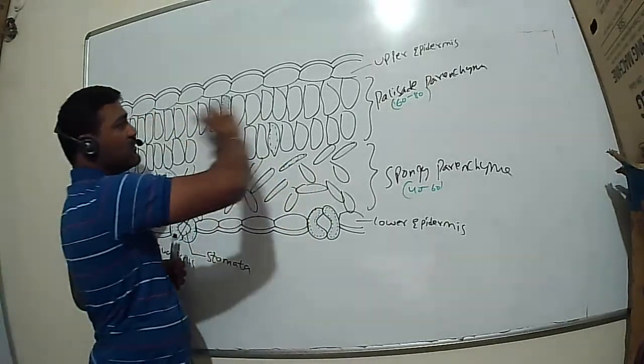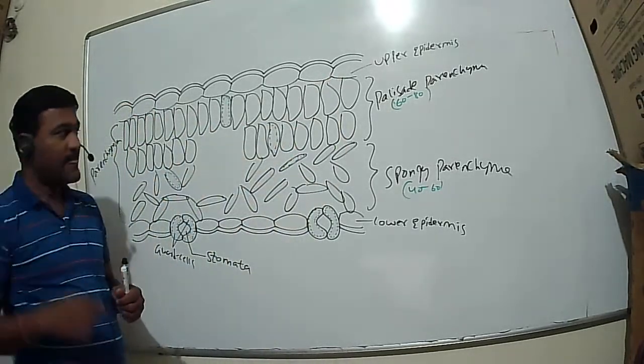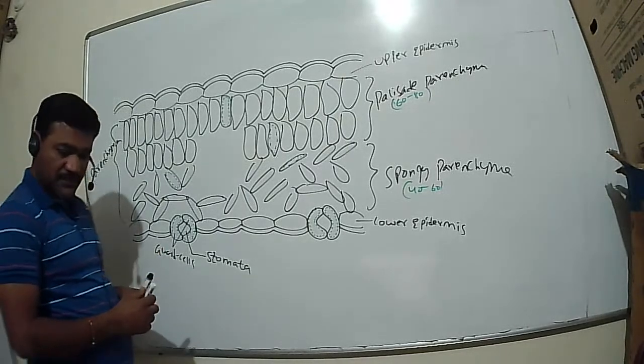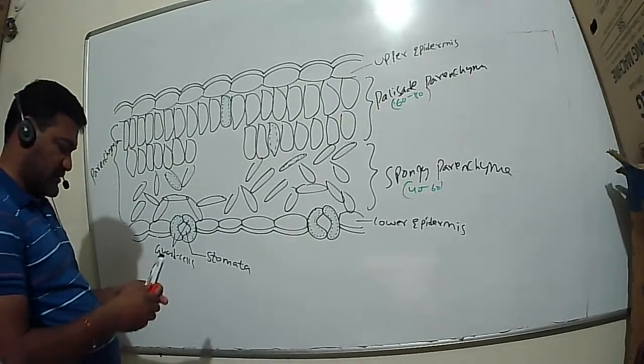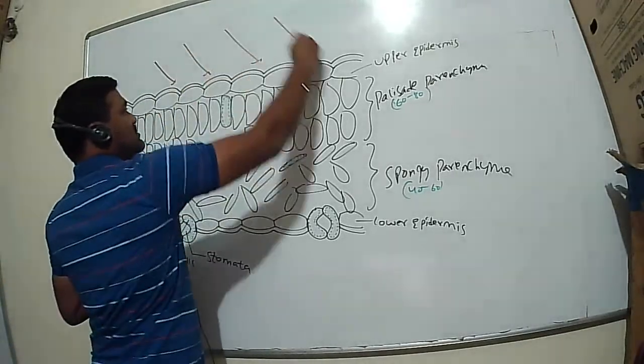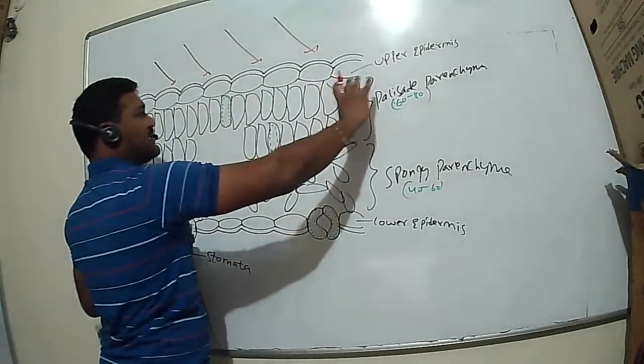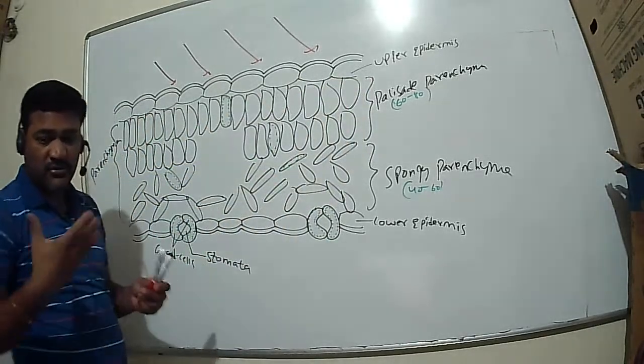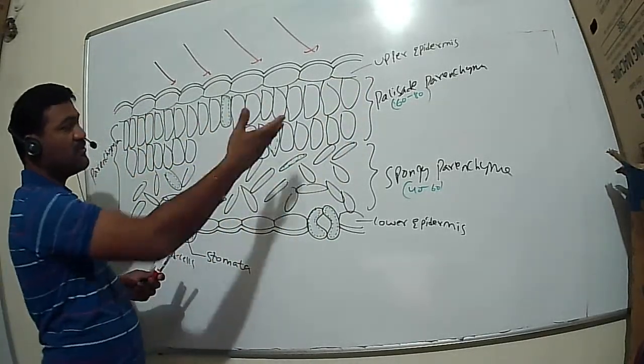Why are there more chloroplasts in the upper palisade parenchyma? Because the upper surface receives more sunlight. Since it receives more sunlight, the upper palisade parenchyma has the capability of performing more photosynthesis. That's why it's provided with more chloroplasts.